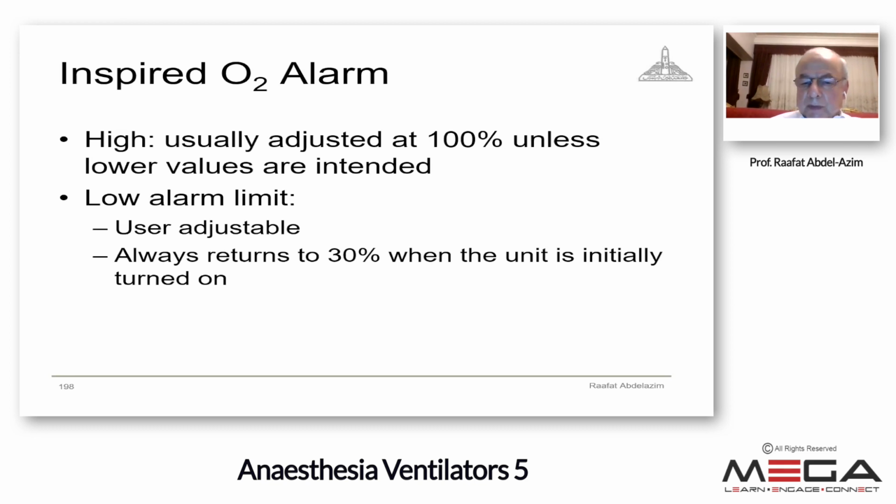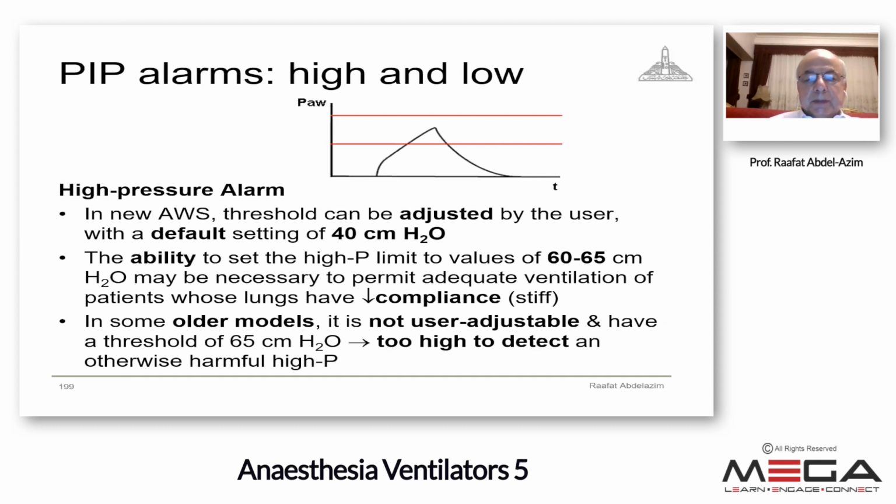Of course, we know that air contains 21% of oxygen, and under anesthesia, the requirements of oxygen are higher than the normal situation. So under anesthesia, it is better to adjust the lower limit to 30%, not less than this value. The peak inspiratory pressure, the high and low, are adjusted as we will see.